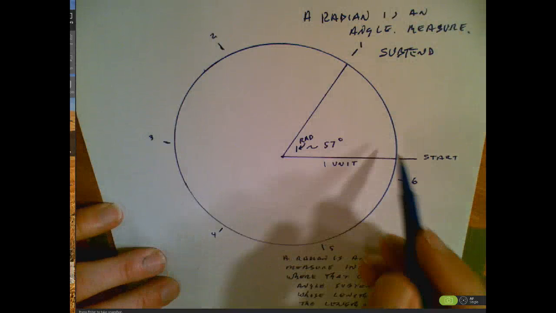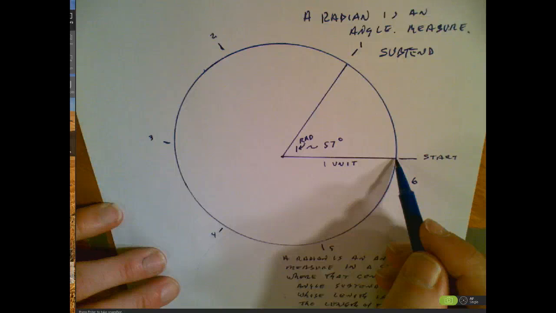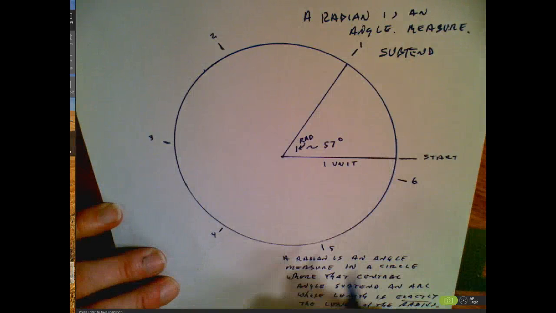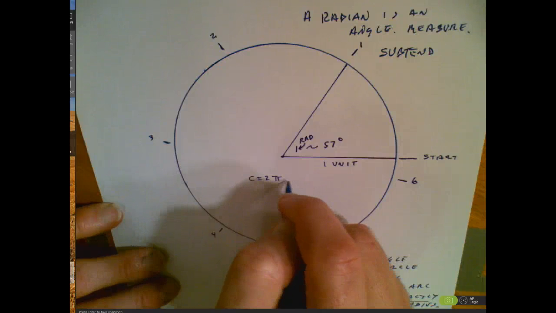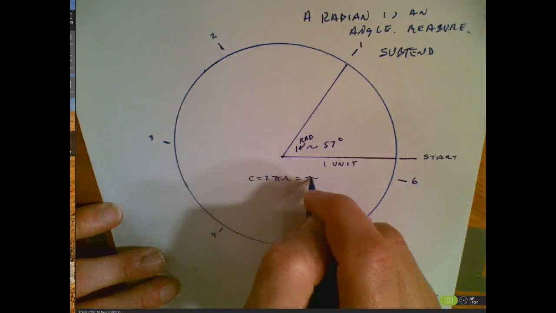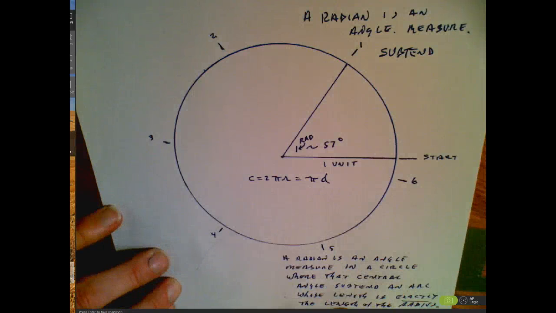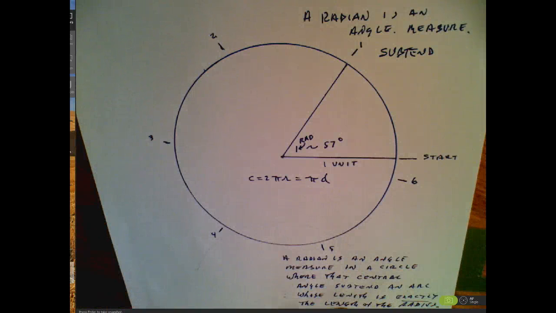Well, going around a circle, isn't that the perimeter of a circle? What do we call that? We call that the circumference. Okay, so the circumference of the circle, C, is equal to 2 pi r, or is equal to pi d, either one.